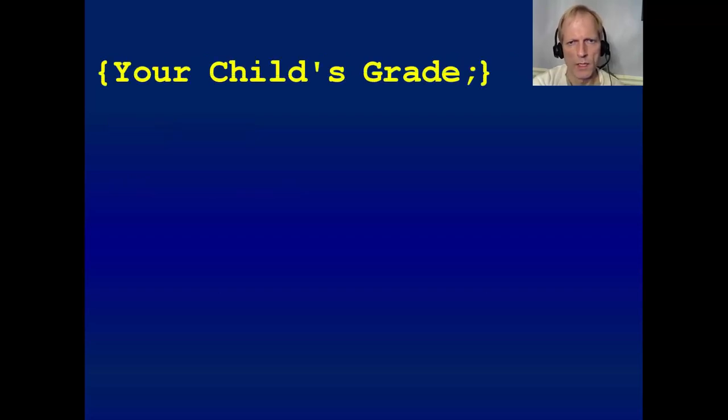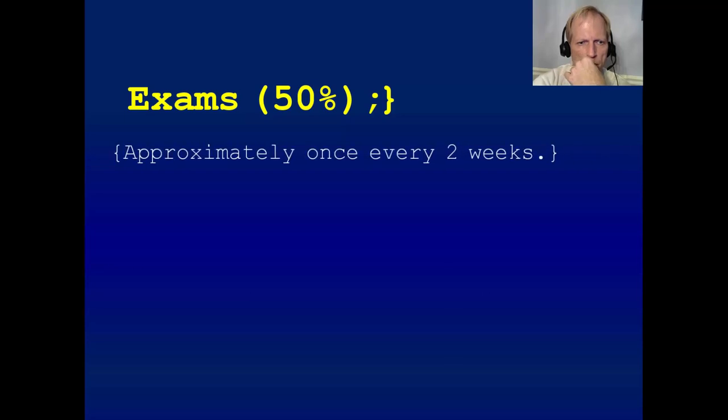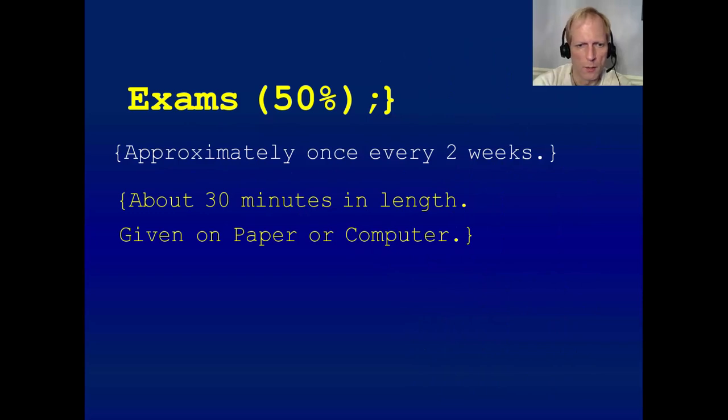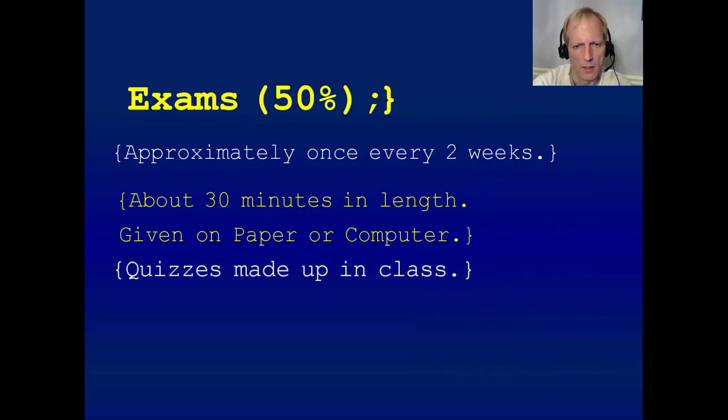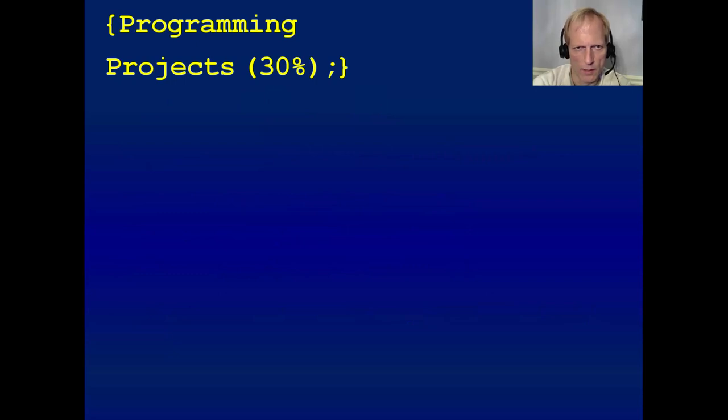So what will your child's grade be based on? 50% exam scores, 30% homework assignment programming, and 20% homework. I give exams or quizzes about once every 2 weeks or so. They're about 30 minutes in length, and they can be made up in class. We'll put zeros in Genesis if a student has not taken a quiz.